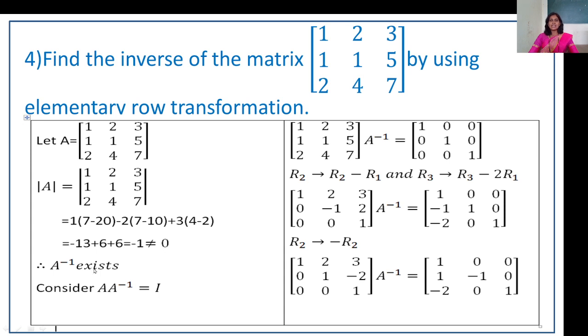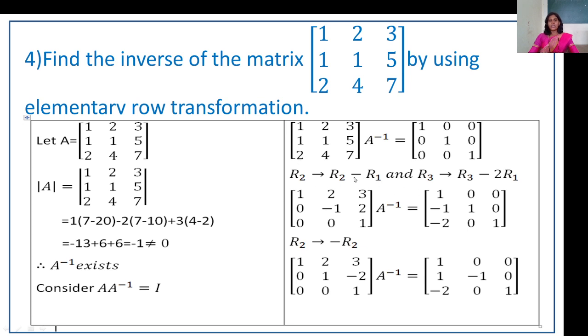So A inverse exists. Now we consider the equation A into A inverse is equal to I. Now write this matrix in this equation, A and I is equal to the identity matrix. So firstly make this 1, but it is already 1. So go to the next step, that is make this element 0 and this element 0.